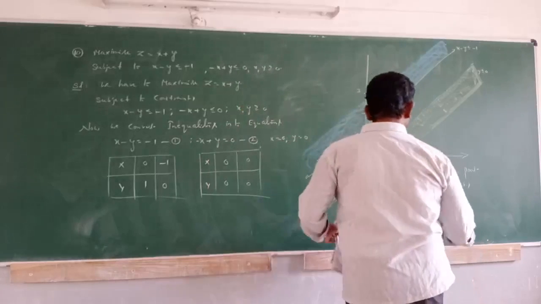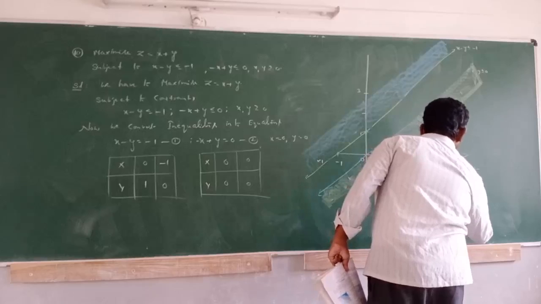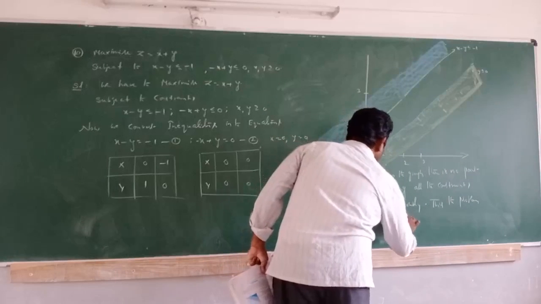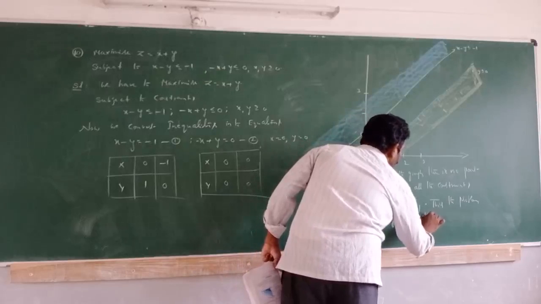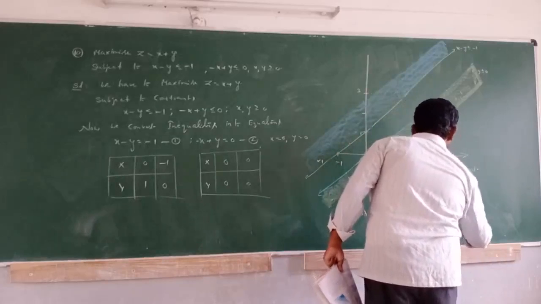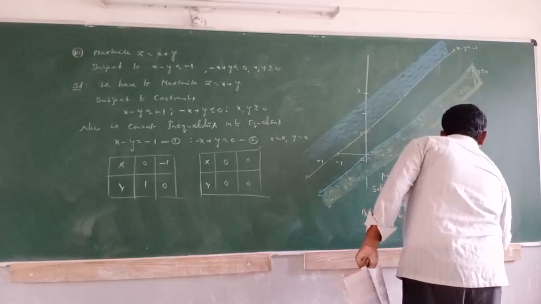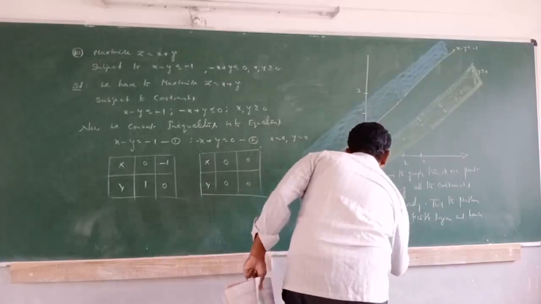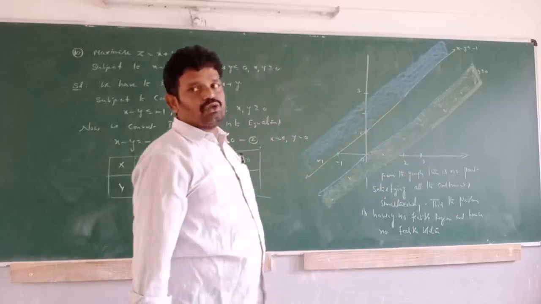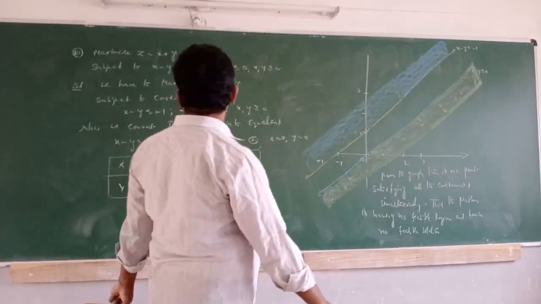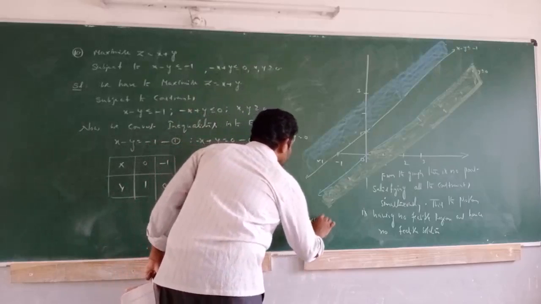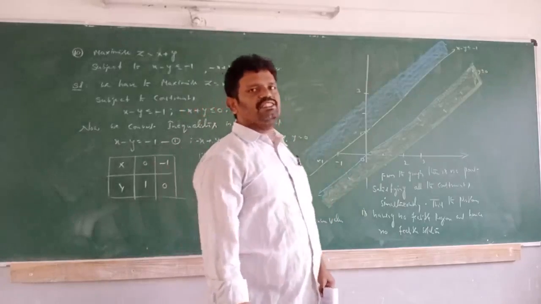Okay now. So from the graph what we have seen, there is no point satisfying all the constraints simultaneously. So thus the problem has no feasible region and no feasible solution. Therefore, z has no maximum value. Z has no maximum value. Okay?